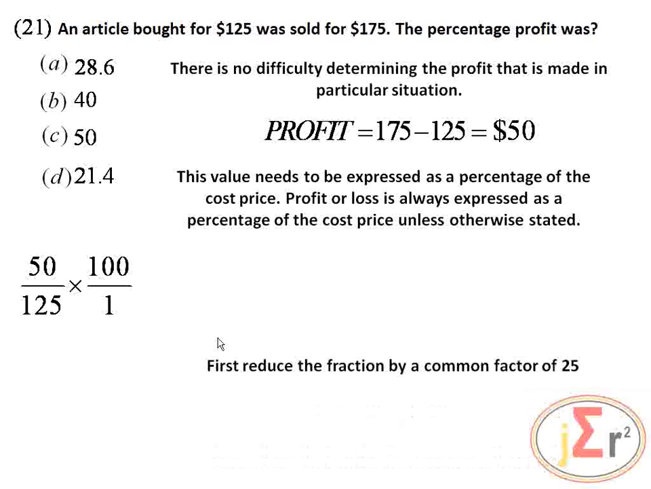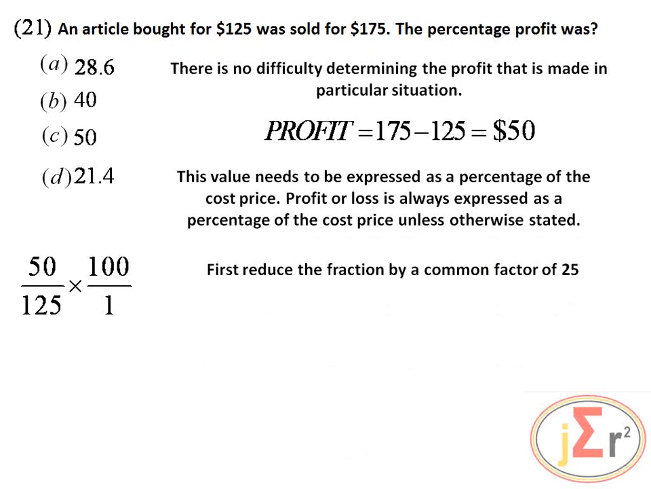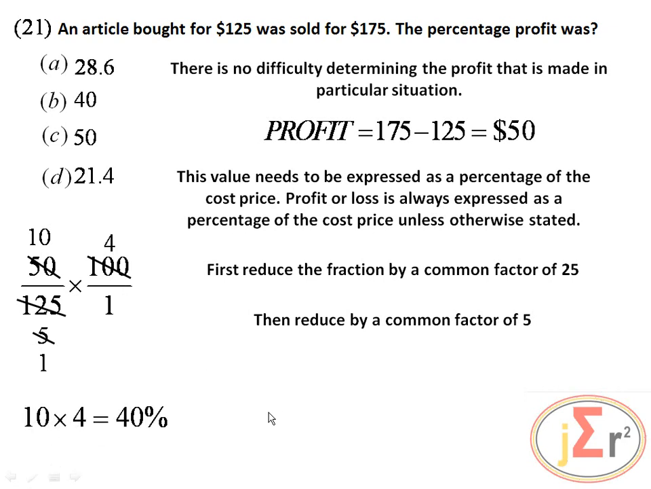There we have it. First, reduce the fraction by a common factor of 25. 25 into 125 is 5. 25 into 100 is 4. Then reduce by a common factor of 5. 5 into 5 is 1, and 5 into 50 is 10. All we have left are these two figures. 10 multiplied by 4 is equal to 40, so we have 40%. The correct answer is option B.